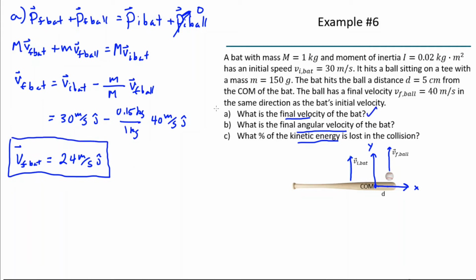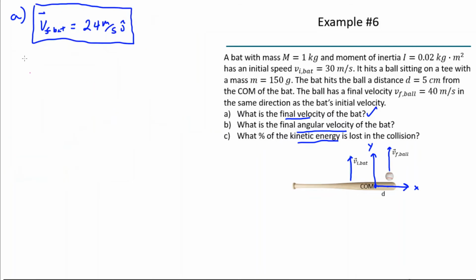Now part B, the final angular velocity of the bat. The bat doesn't just slow down when it hits the ball, it also starts to spin a little bit after it hits the ball. So let's figure out what this final angular velocity is. For part B, instead of using conservation of linear momentum, we're going to use conservation of angular momentum. So we have L final bat plus L final ball equals L initial bat plus L initial ball.